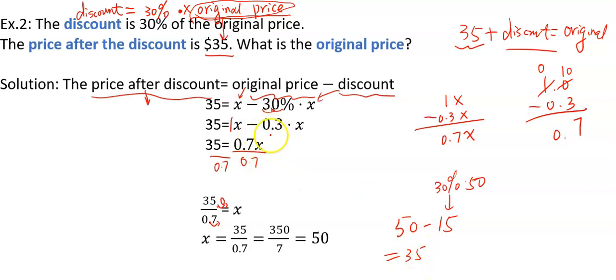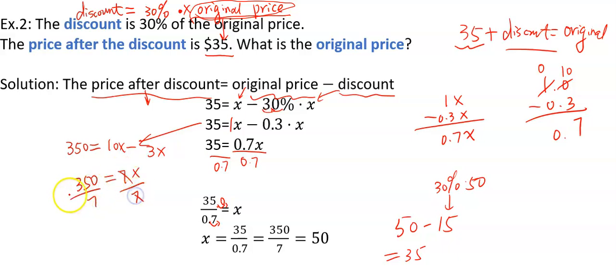Again, right here I left the decimal in there, but if you don't like decimals, you will have to multiply each of these by 10. So you're going to get 350, and this 1x will become 10x, and 0.3 will become 3. So you don't have to deal with decimals. You're just going to get 7x here, and then you get rid of 7. So both solutions are correct.